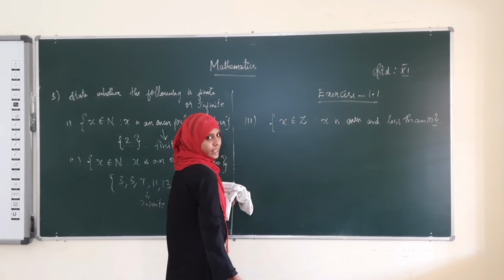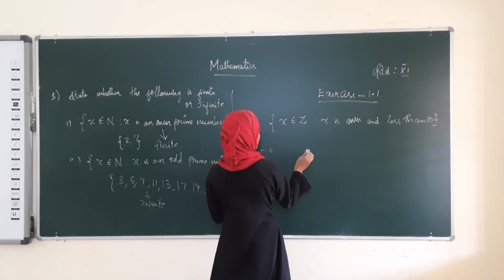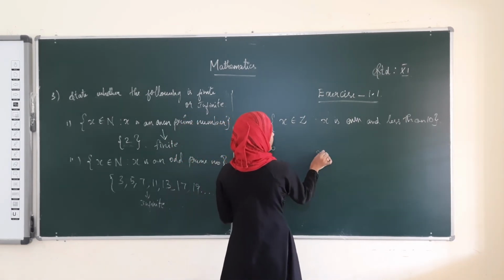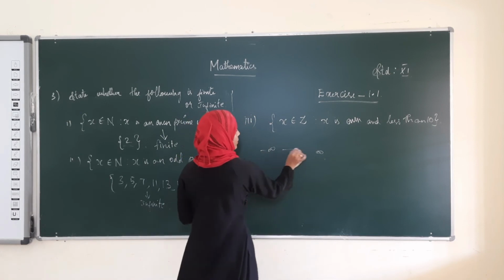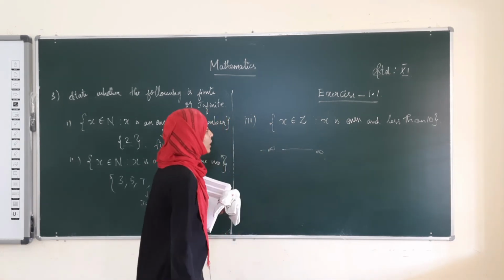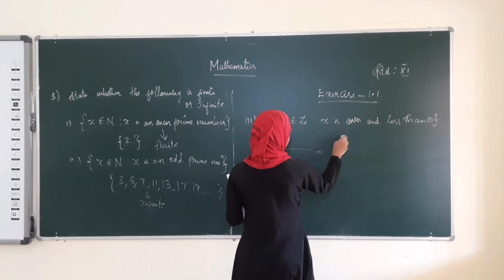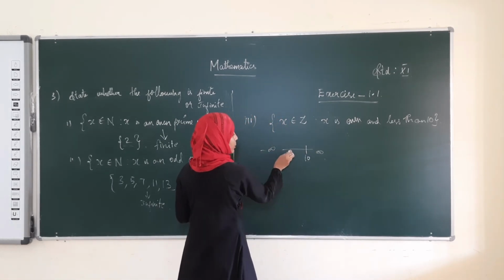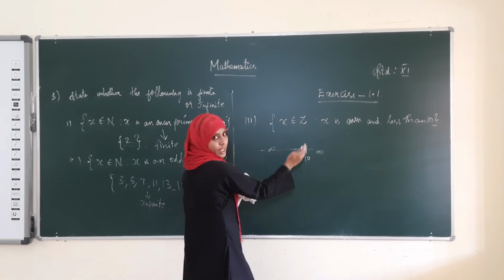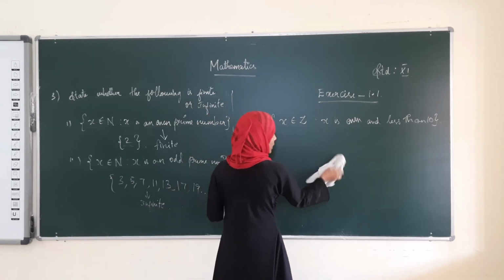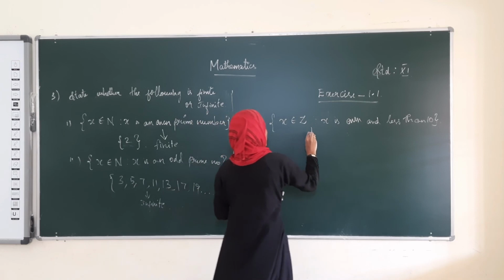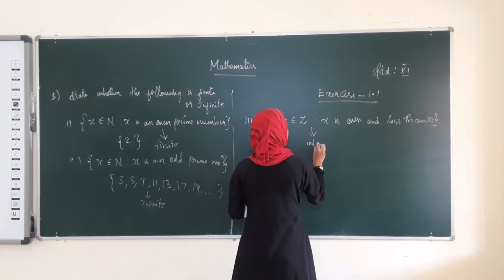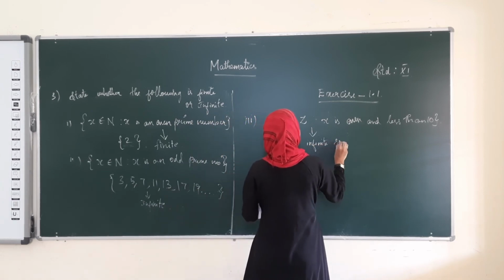See what are the integers? Integers from minus infinity to infinity. The integer line comes from minus infinity to infinity. x is even below 10. Okay, it must be an integer, but it must be even and below 10. It goes on decreasing like this. Therefore, we cannot say this is finite. This is also an infinite set.